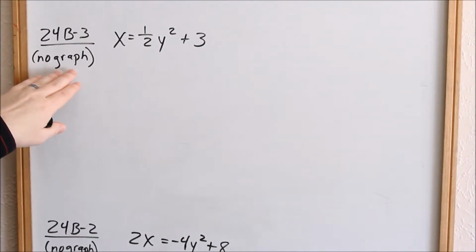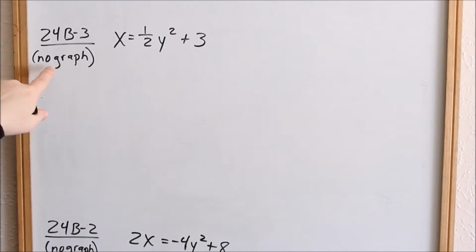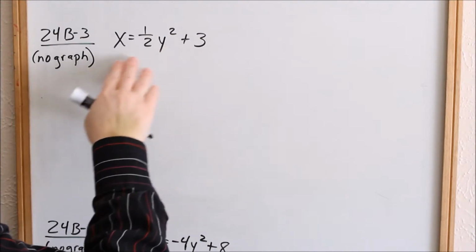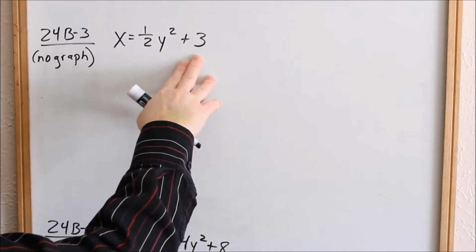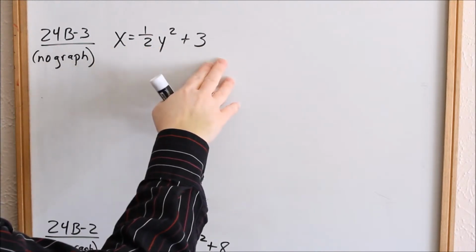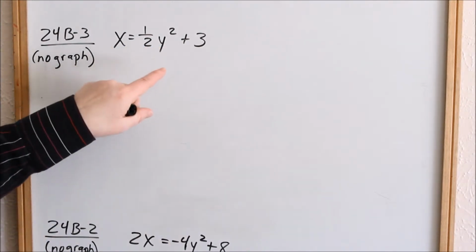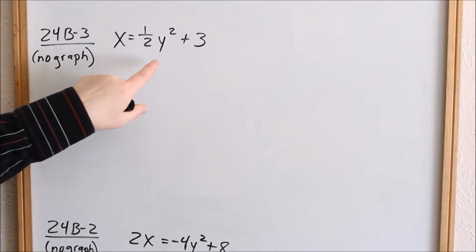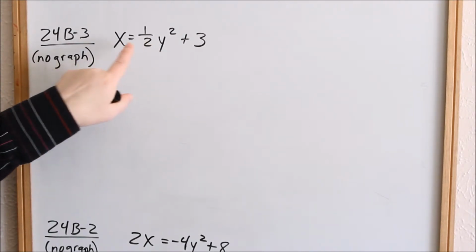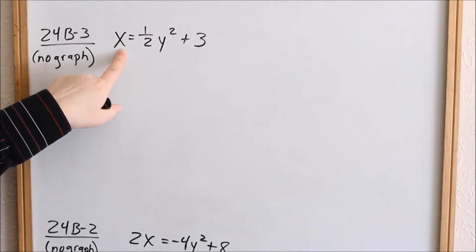Alright, now we're looking at 24b3. I'm going to estimate the graph for you, but I'm not going to graph it on graph paper, but I will get you started with plotting some points. So we have x equals 1/2 y squared plus 3. Is it in general form to start with? That's the first thing you have to look at: x is on one side and everything else is on the other side. I know it's a sideways parabola, or a right-left parabola, because y is squared, x is not.